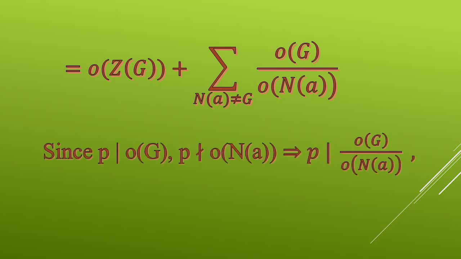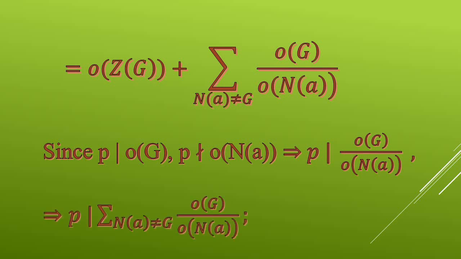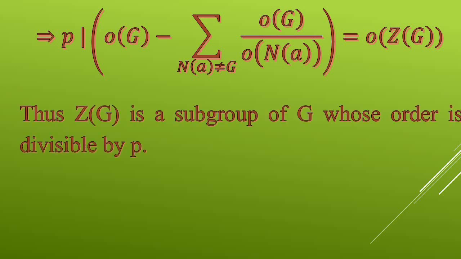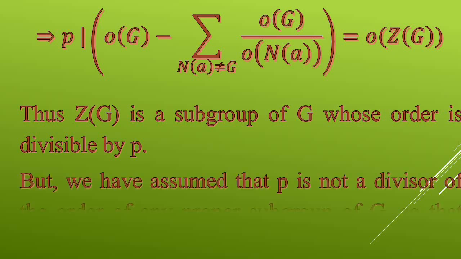Since p divides the order of G and p does not divide the order of N(a), p divides the order of G by the order of N(a). That implies p divides the summation of order of G by order of N(a). That also implies that p divides the order of Z(G). Thus Z(G) is a subgroup of G whose order is divisible by p.